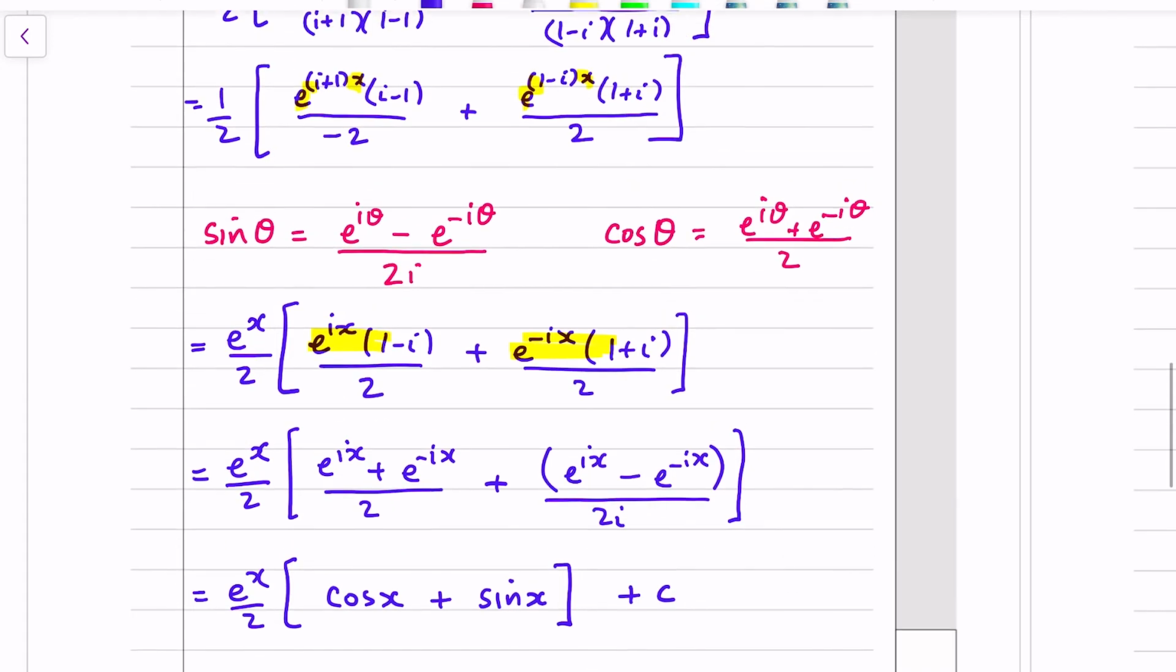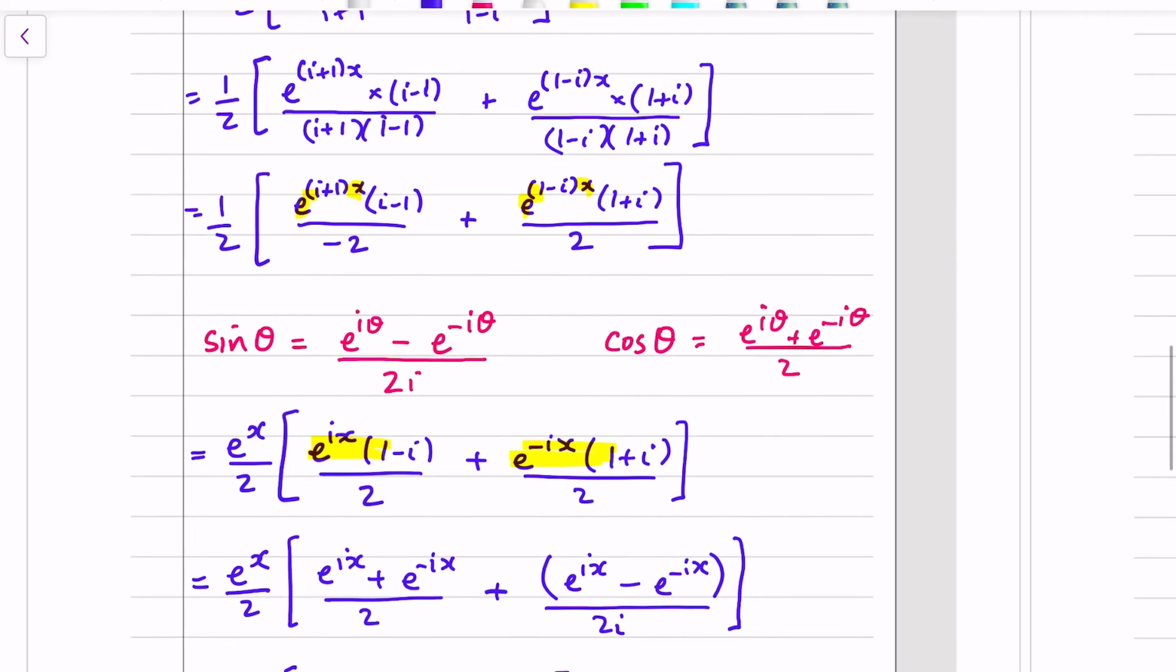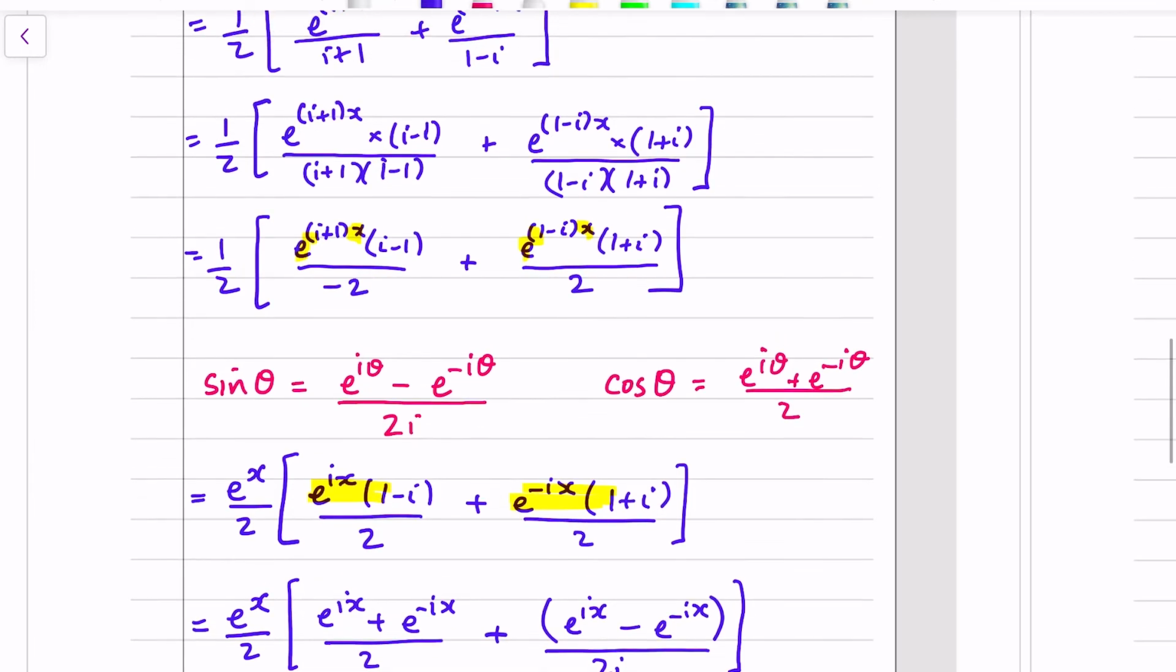Now that there is a lot more tedious, I think, than integration by parts, but it's quite nice that you can do that problem in that way.